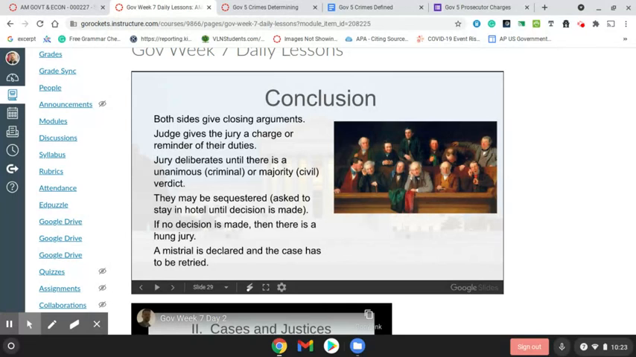So, after this is all done, of course, then it is up to the court to decide, if that person has been found guilty, what type of punishment they should receive. And of course, that depends on the type of crime they committed. And we'll talk more about that tomorrow.